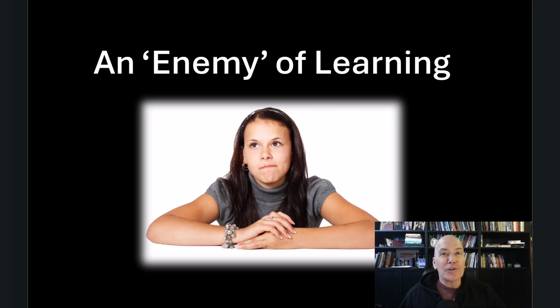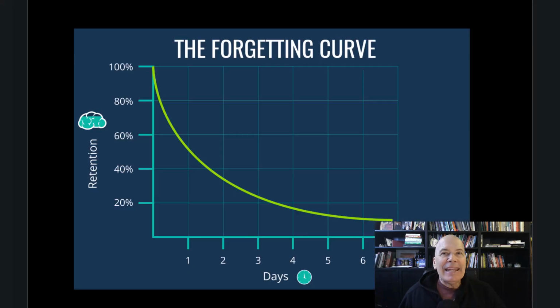Now, in order to understand that, we better understand the enemy of learning, something that we all possess, something that is a feature of our minds and not a bug. And it is this, the forgetting curve. Look, we all naturally forget. It is just something that happens to every single one of us. The question is not so much forgetting, but how to overcome that forgetting.